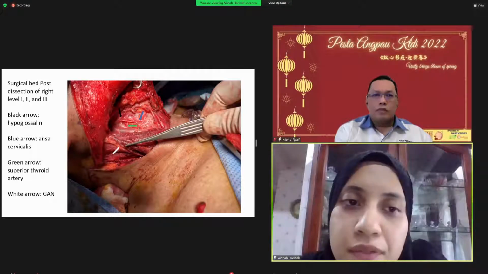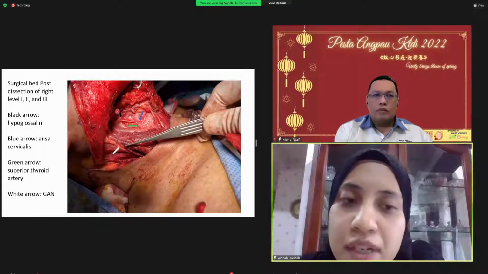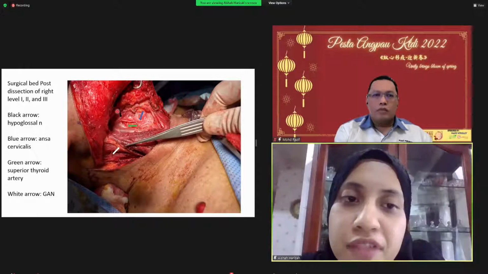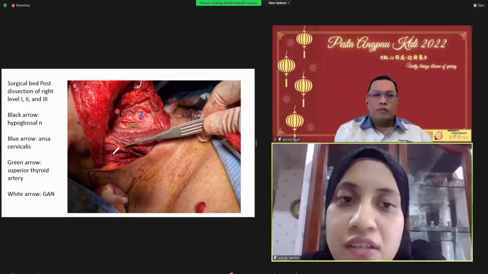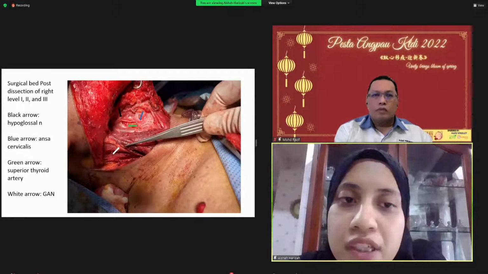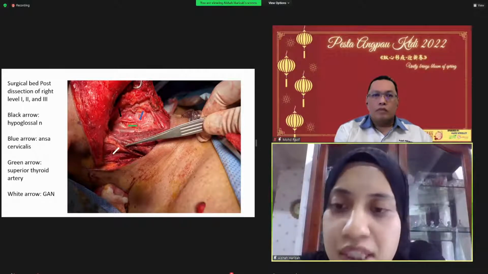However, we identified the facial vessels, as previously mentioned by Prof. The marginal mandibular nerve runs laterally to the vessels. So the vessels were identified, ligated and brought superiorly, so we can protect the marginal mandibular nerve. Next, we proceed with the submandibulectomy.